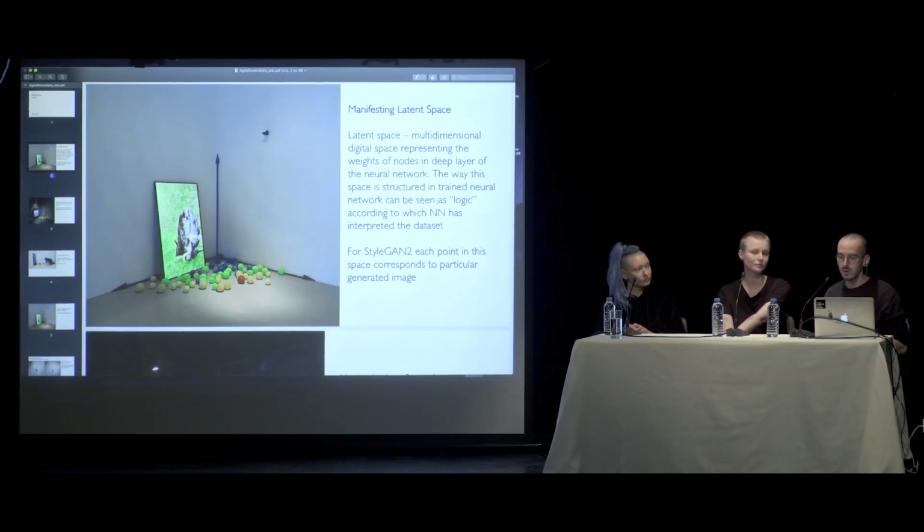The latent space is a multidimensional mathematical space, which is a representation of a deep layer of the neural network. And the weights inside the space represent the way the neural network has interpreted the data set. Therefore, it harbors this logic of the neural network with respect to the data set, and it also harbors all the biases which were introduced inside this data set. And in particular, if we're being more specific, for StyleGAN 2 and other generative networks, a particular point in the space corresponds to an image which would be generated with this distribution of values.